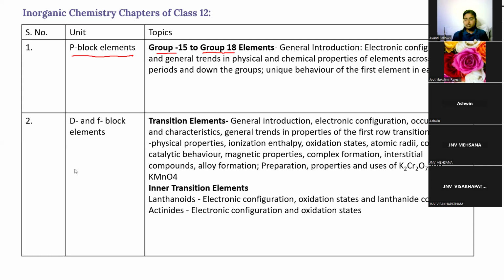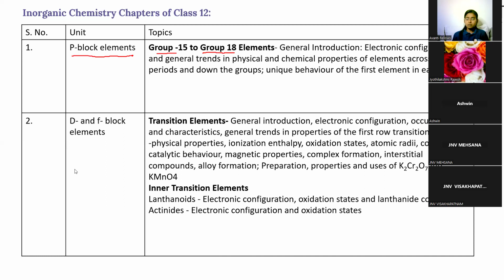Group 13 and group 14 have been discussed in class 11. Now in class 12 we have 15 till 18. Here we will have the general introduction part, in which only very small topics like electronic configuration and some general physical properties are discussed. It will get over within 2 to 3 classes. That much small a topic it is.